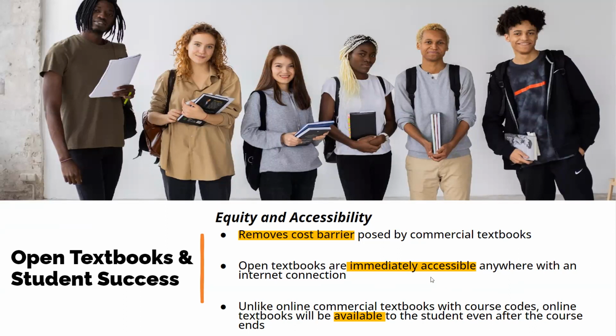And unlike online commercial textbooks with course codes, these textbooks, again, are online for free, and students are able to access these textbooks even after the course ends. We've all been there where you have access to a textbook and then the day after the class ends, you no longer have access to it. And you just probably spent around $500 on that textbook. These textbooks are available at all times.